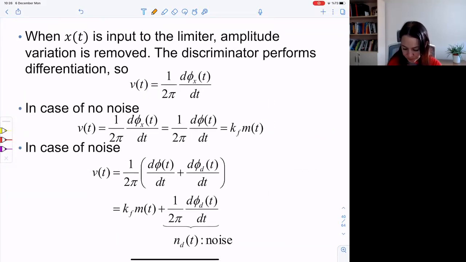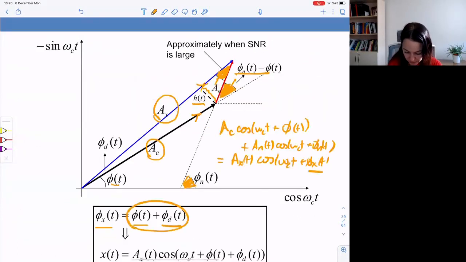Now, when x of t, the signal, is input to the limiter, the amplitude variation is removed. The discriminator performs differentiation, which is basically differentiating phi x. If there was no noise, then the derivative of phi x, what is phi x? Phi x is this. In the absence of noise, phi d is 0.